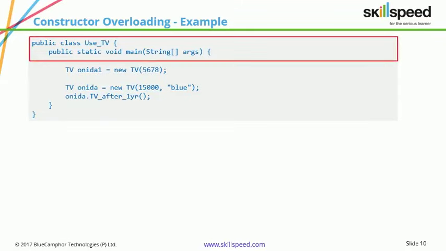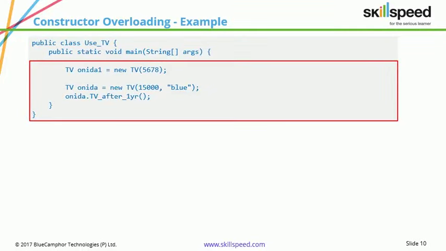I have the public class use TV, in which I have my public static void main, where I am trying to use these constructors. I am creating an instance for the TV class using TV onida1 equals new TV, and I am passing the model number 5678, and then I am calling the second constructor, TV onida equals new TV, and I am passing the price and color, 15,000 and blue. Now I am calling the TV after 1 year method for the second object that I created, onida.tv after 1 year.